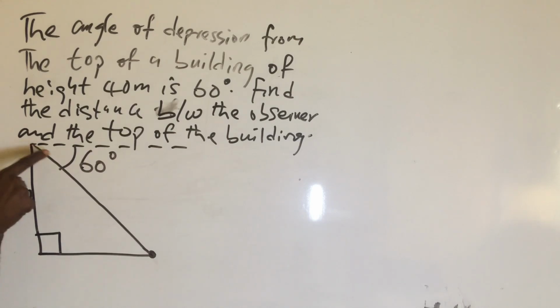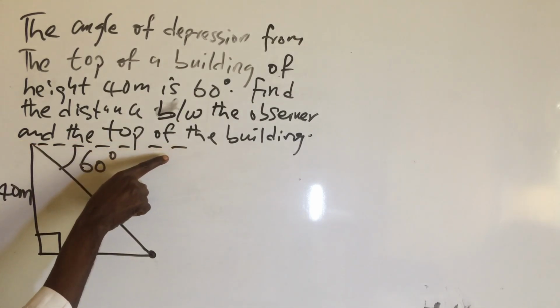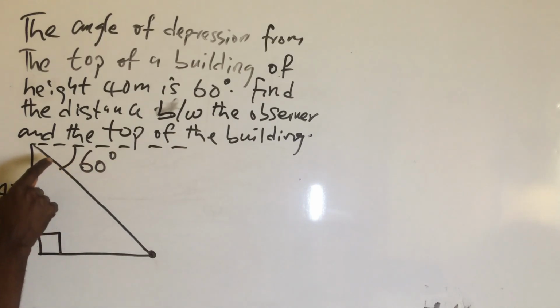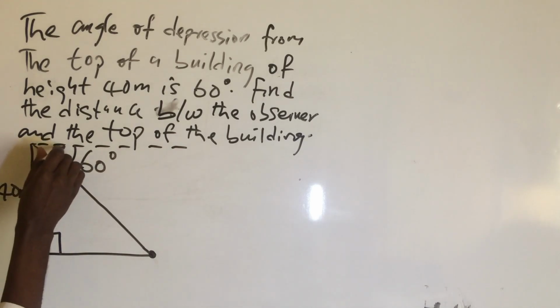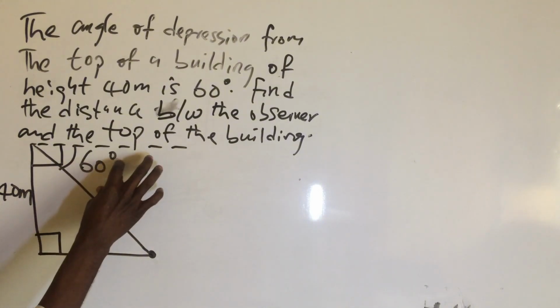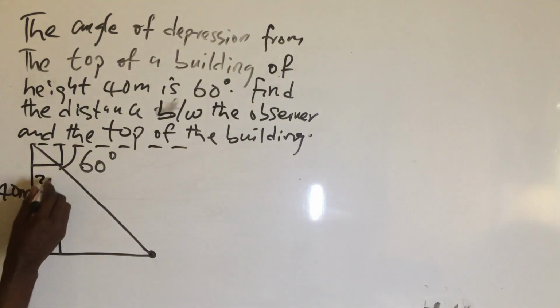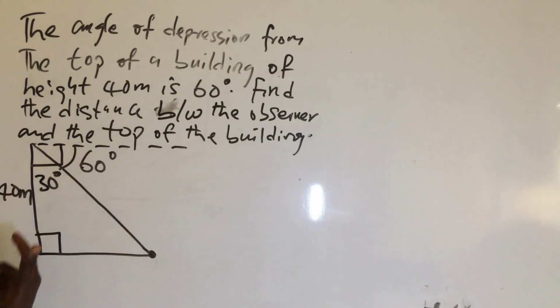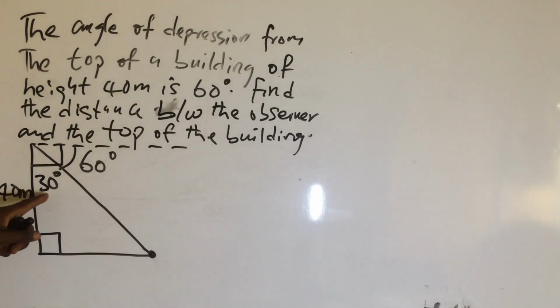But remember that this normal horizontal line makes 90 degrees with this line. So from here to here is 90 degrees. Since we have gotten 60 already here, the remaining one should be 30 degrees, which will complete it to 90, okay? 30 plus 60 is 90. Now in this triangle, we have the height of the building, which is 40, and one of the angles inside the triangle, which is 30 degrees.